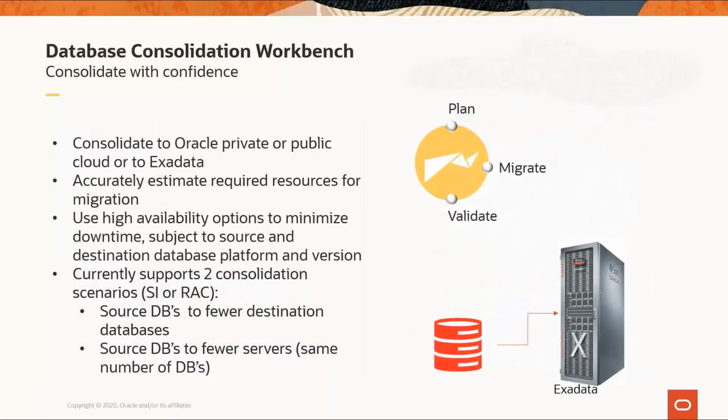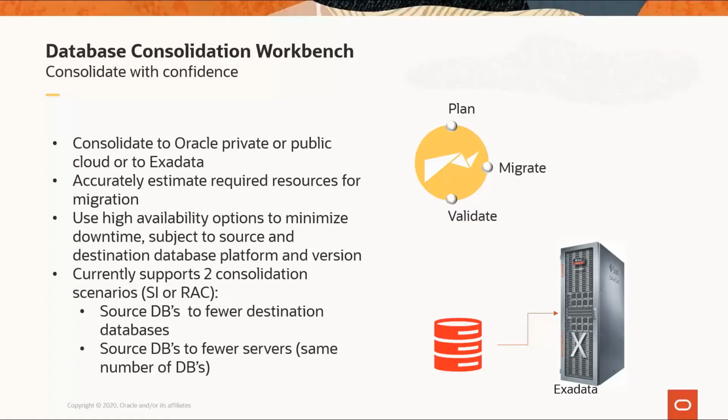Let's start with Database Consolidation Workbench. Oracle Consolidation Workbench helps you consolidate to Oracle Private or Public Cloud or to Oracle Exadata. What it does is it will accurately estimate all the required resources for migration. So basically, we have an advisor that is going to be running using all the available AWR data for the source databases. It will estimate all the required resources for the workload that you are migrating to either the Oracle Private, the Public Cloud, or to Oracle Exadata.